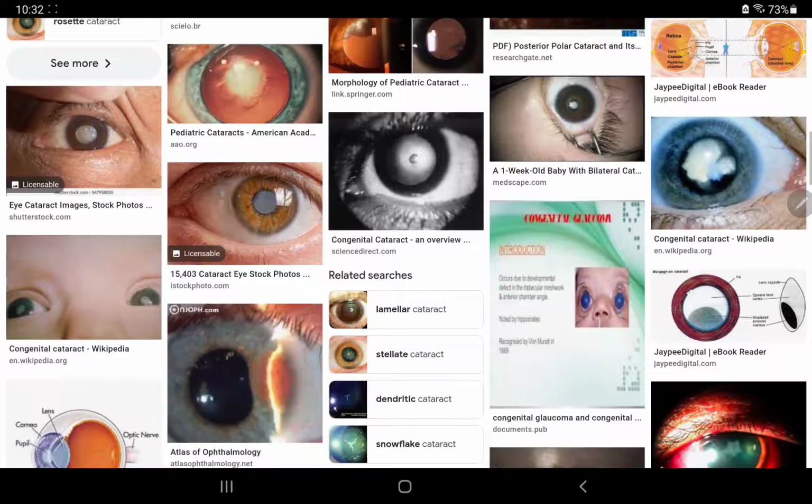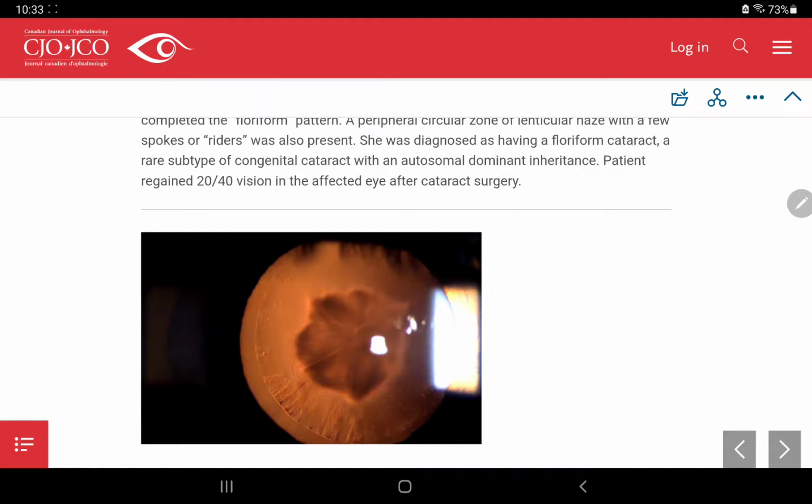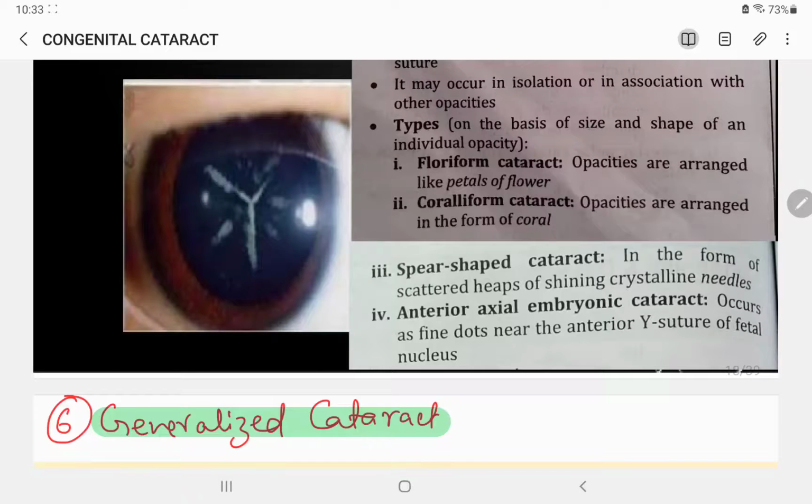Here is a very good picture of floriform cataract, like flower petals. So yeah, now let's get back.